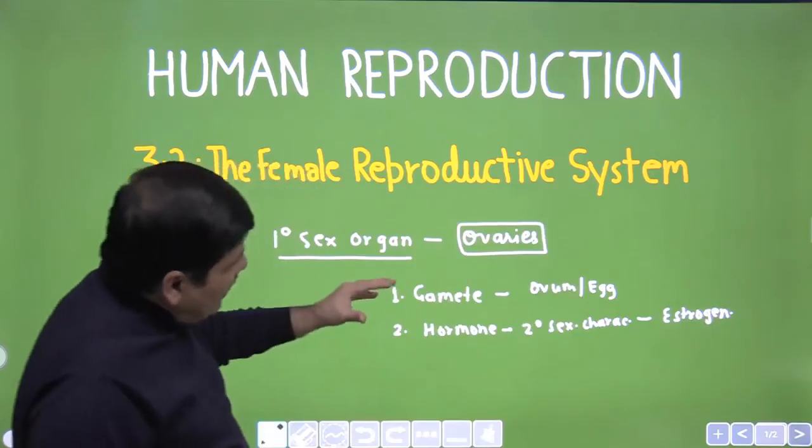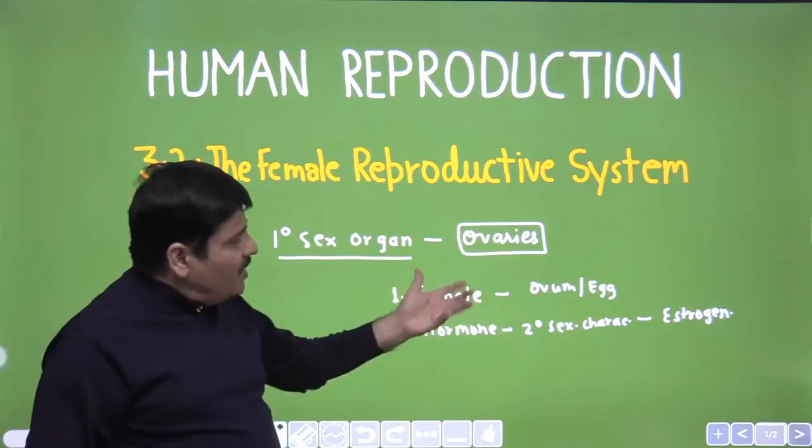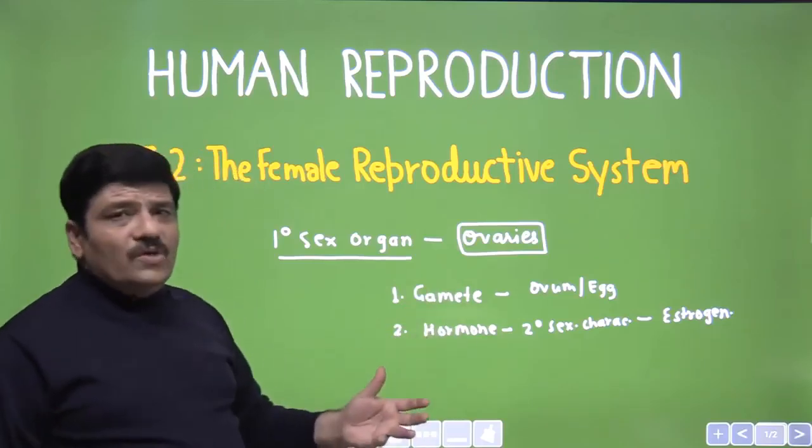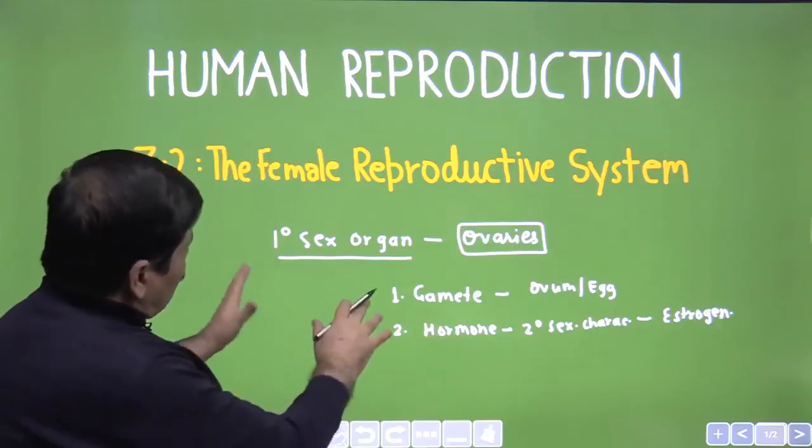So if we look at the similarity with the male reproductive system, testes was the primary sex organ, the gamete was sperm, and the hormone was androgen. The main androgen was testosterone. I hope this is absolutely clear.